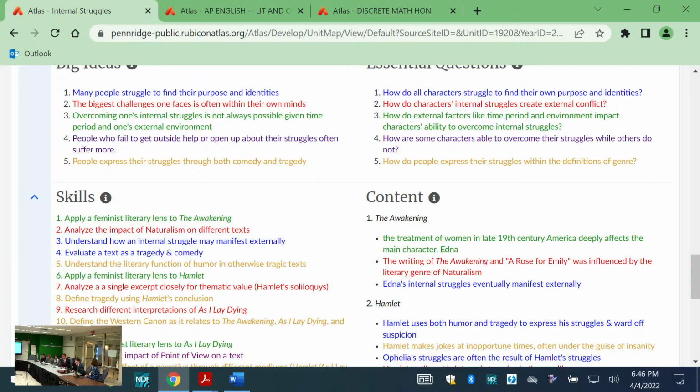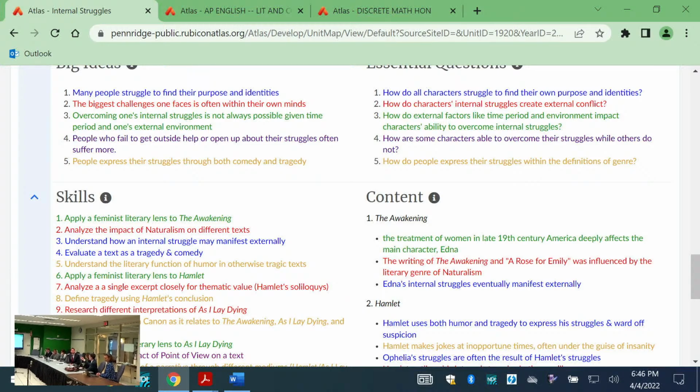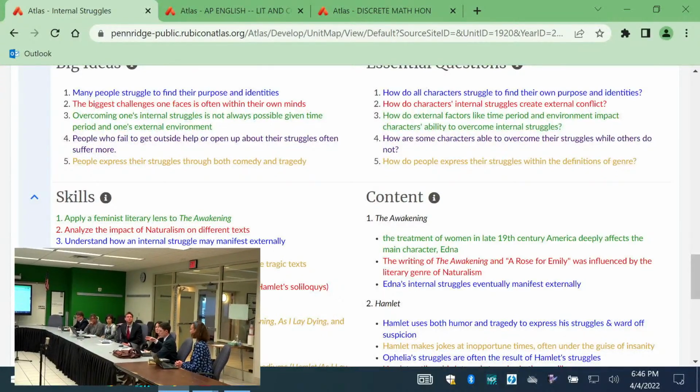Sure, so that's a good question. The whole goal with adding the feminist lens to three texts in this particular unit, that they aren't all written by women or they don't necessarily have women as main characters, is to introduce the idea of a literary lens in general. So feminist literary lens, which is different from feminism, is a way to frame a text for a reader. So it gives them a particular perspective for them to look at.